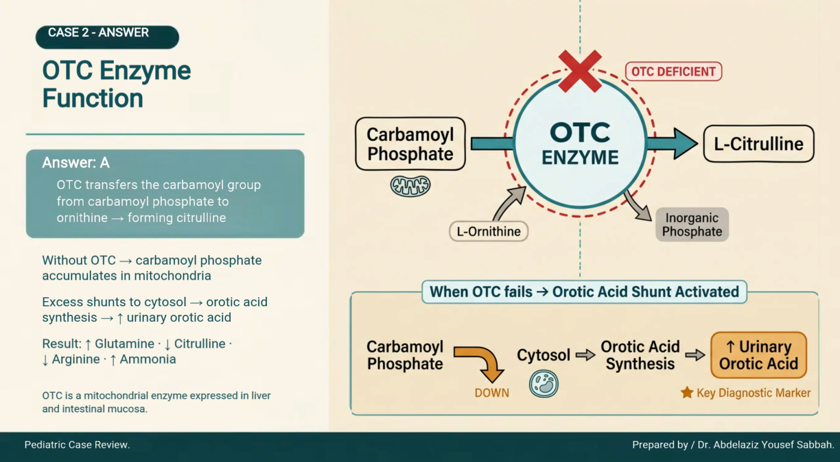Option B describes arginase, C describes CPS1, and D describes argininosuccinate lyase. The biochemical signature: high glutamine, low citrulline, low arginine, high ammonia. Remember, OTC is a mitochondrial enzyme expressed in liver and intestinal mucosa.